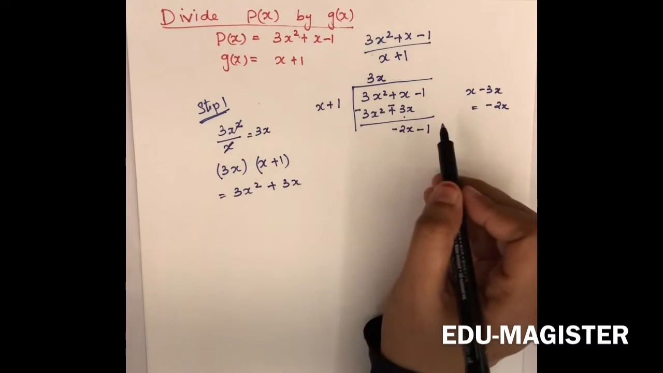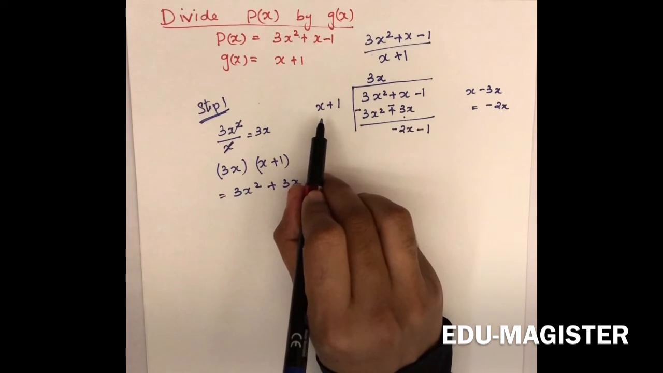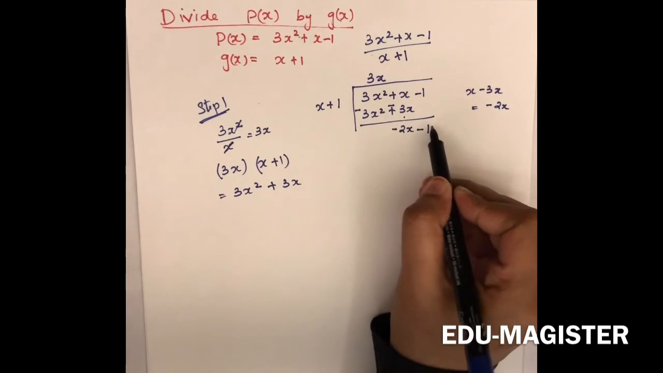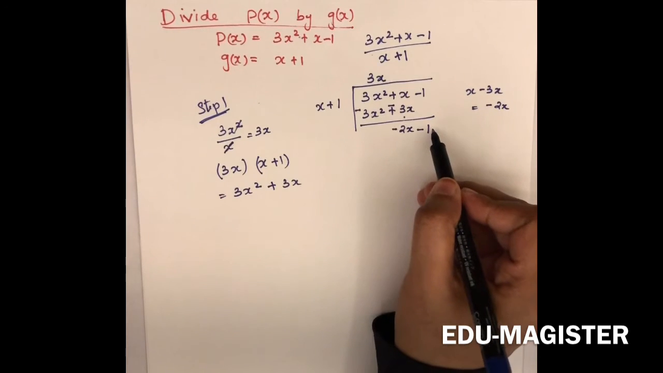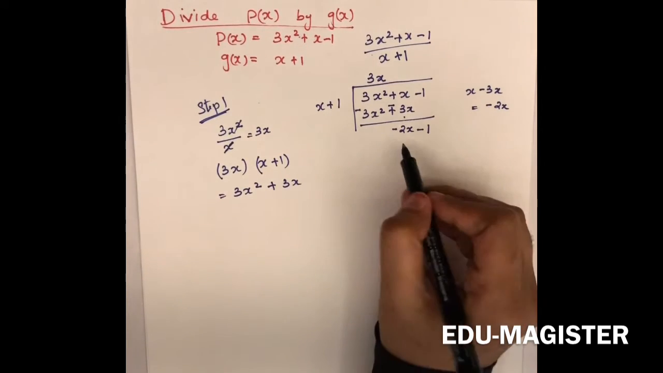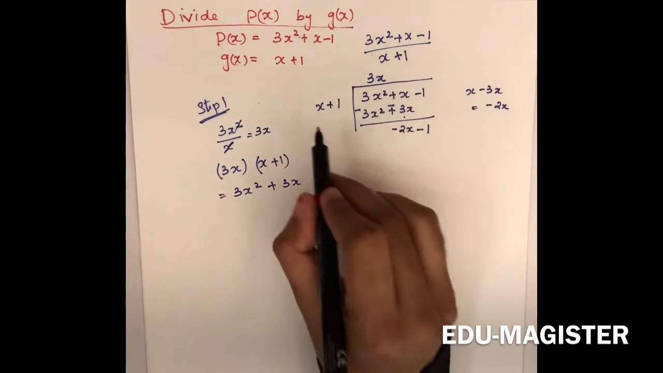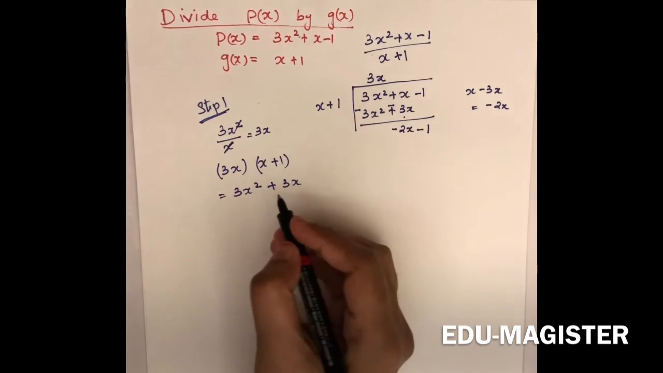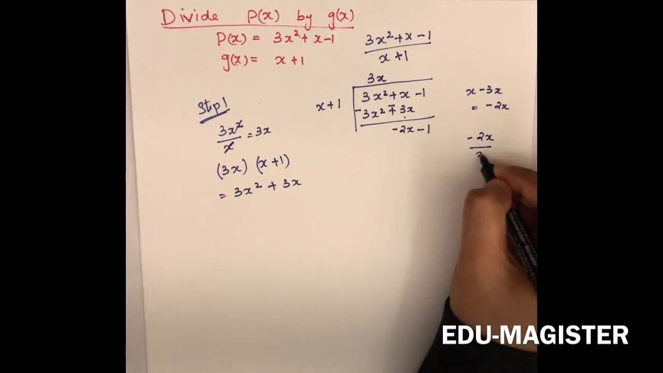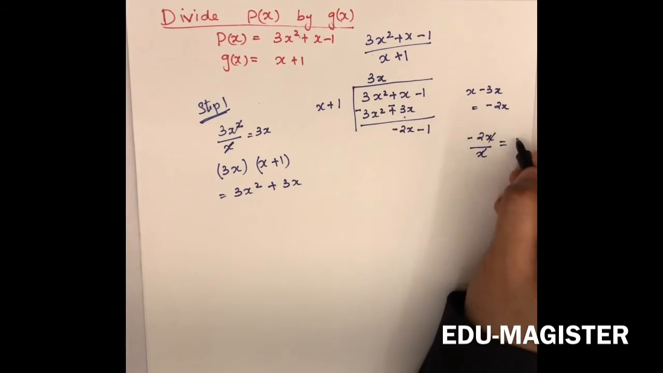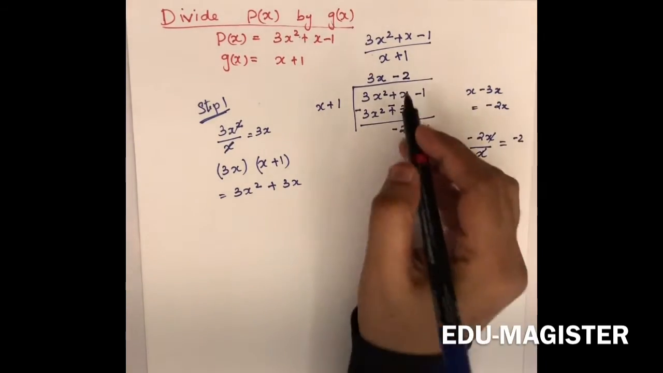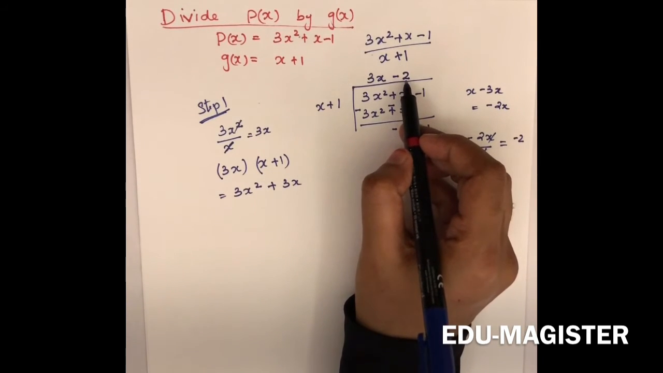Now again, repeat the step. This minus 2x minus 1 becomes your new dividend, and this is the divisor. Now repeat the same steps. Divide minus 2x with the first term of the divisor, that is minus 2x divided by x. Your answer will be minus 2. Write the answer here. Now this becomes the next term of your quotient.